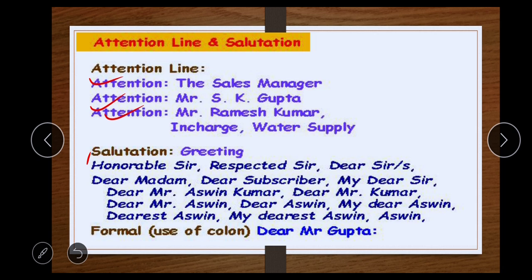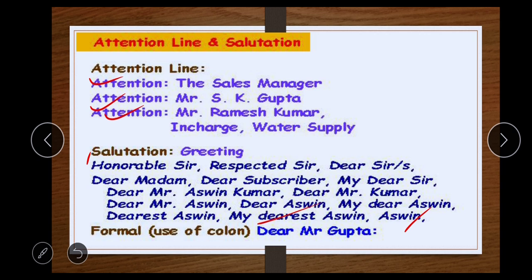And salutation. In what way do we mention salutation here? It is called greetings. See: honorable sir, respected sir, dear madam, dear subscriber, my dear sir. Then dear Mr. Ashwin Kumar, dear Mr. Kumar, and at last my dearest Ashwin and Ashwin. Then what is the ranking of this salutation? It goes from formal to informal, and from informal to intimate level. According to that, the presentation of the salutation is given here.